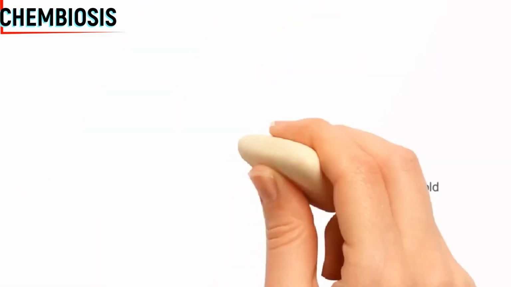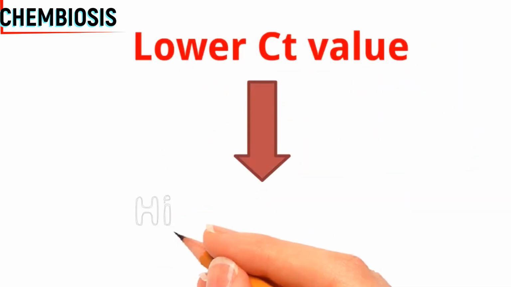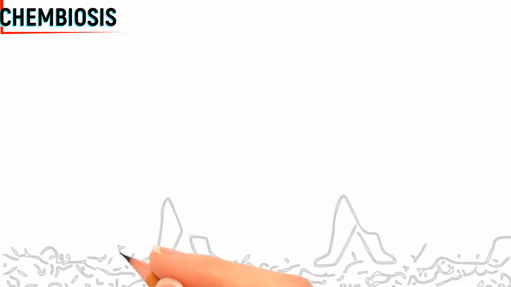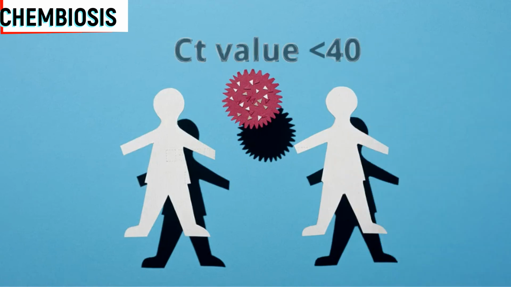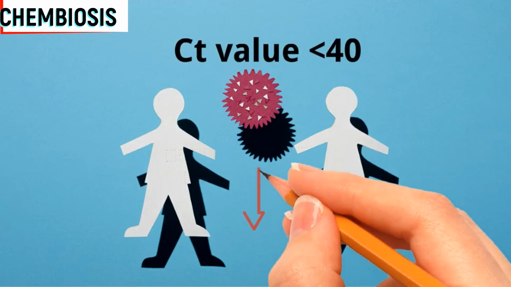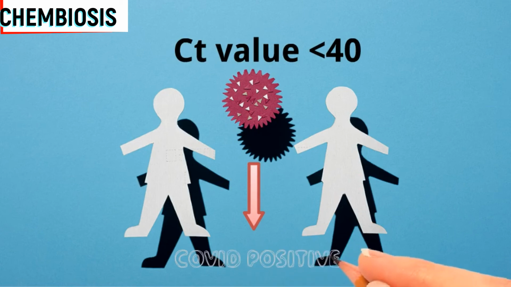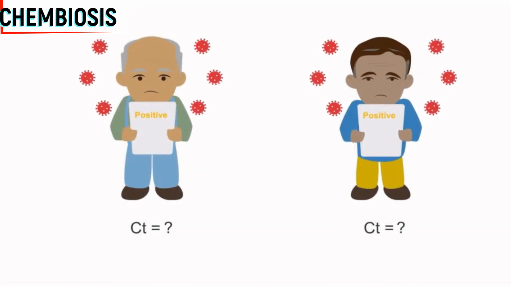Lower CT value in the patient's RT-PCR report indicates that the viral load in his or her sample is very high. For SARS-CoV-2, if the CT value of a patient sample is lower than 40, then the patient is considered as COVID positive. So during RT-PCR test, it is very important to know the CT value. From this CT value, one can have an idea of viral load in his or her body.